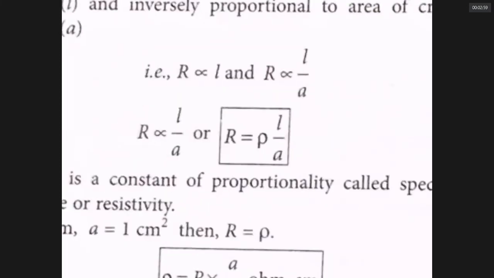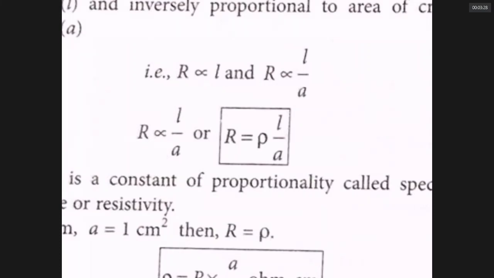Are we seeing it clearly, sir? Yes. R is proportional to L by A. So R is equal to a constant rho into L by A. Rho is called resistivity. What does rho mean? If I take a wire of unit length and unit cross-sectional area, R is equal to rho, because L is equal to 1 and A is equal to 1 centimeter square. The rho is called specific resistance or resistivity.